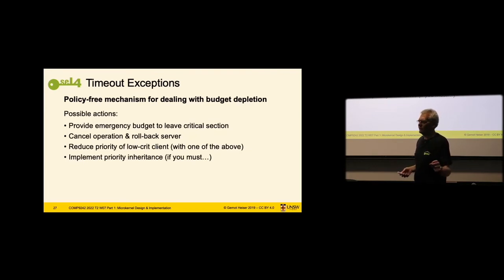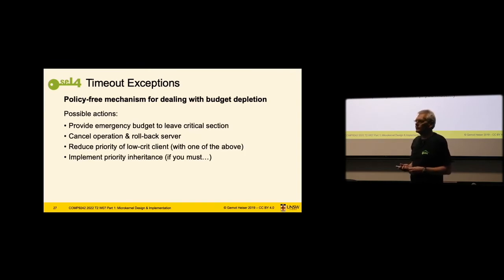That's particularly easy if the server is stateless. If it's stateful, then that's a bit more work, but you basically need some sort of transaction scheme then. And then couple that with downgrading the priority of the client or something like that. And if you really want to implement priority inheritance, you can layer that on top. I think it's mostly a bad idea.